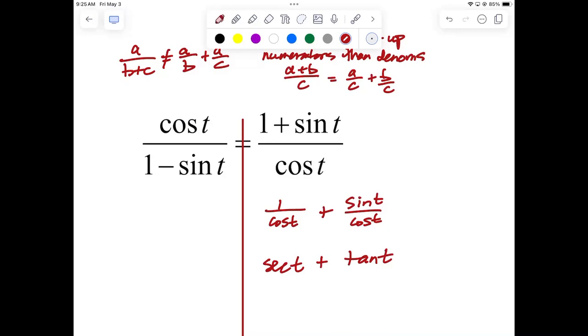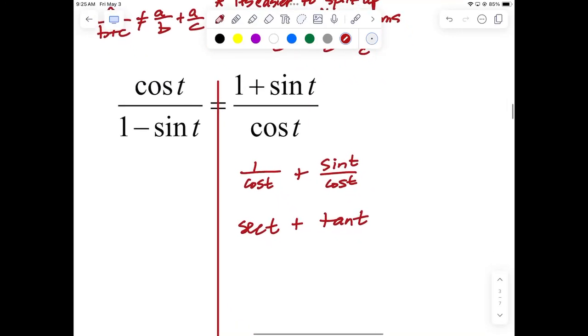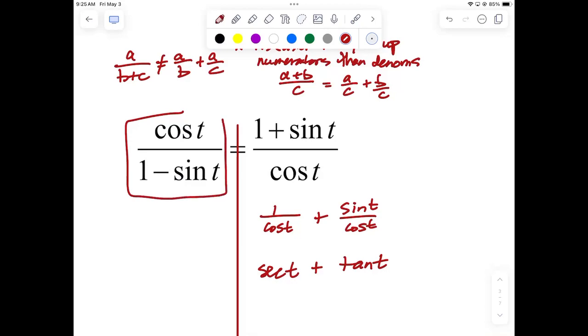So you've gotten that far on the right-hand side, but what's your target? Your target is the left-hand side. Are you getting any closer to your target? No. You actually look like you're getting farther away from your target. You have split it up into 2 terms, whereas the target is still 1 term, and you put it in terms of secant and tangent, which the left side is in terms of cosine and cosine. So although that is a possibility, it's probably not the way we want to go.